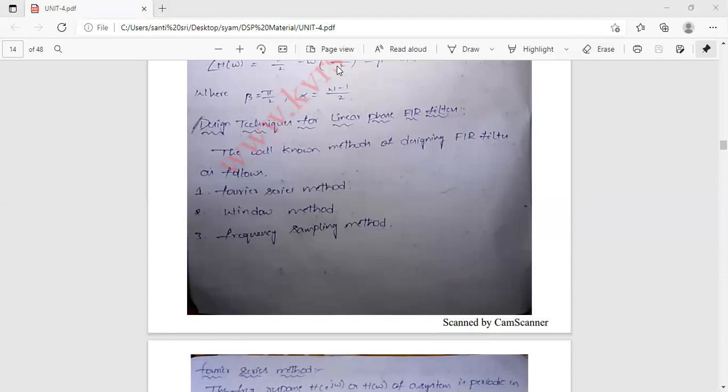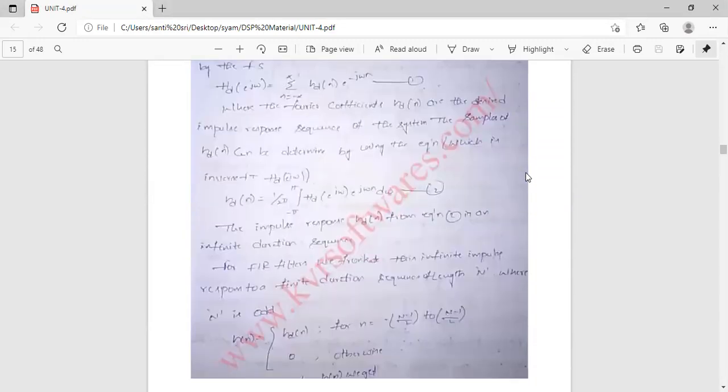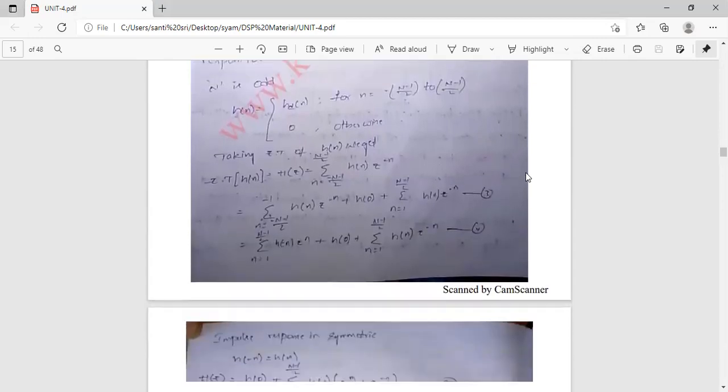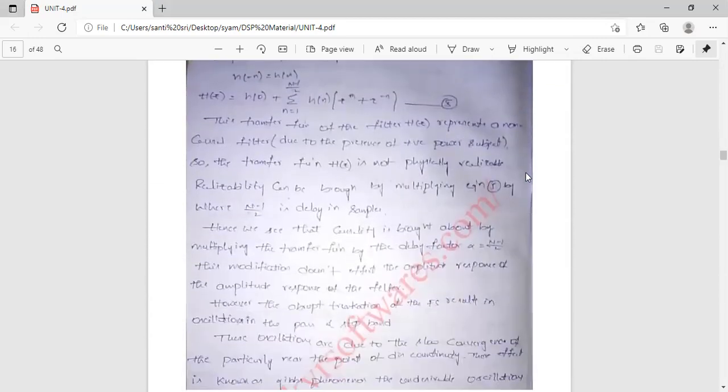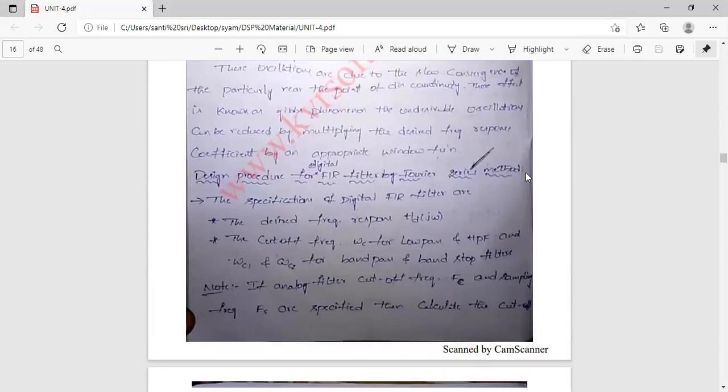Already in the last class we discussed the Fourier series method, right? So this was already discussed in our last class. The second method is the Windows method, and that is what we will see next.